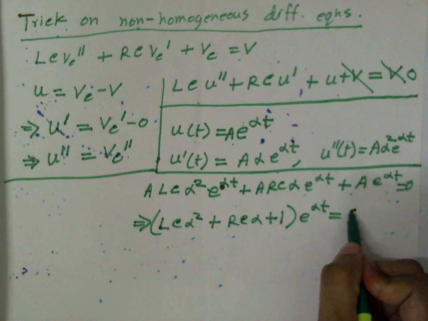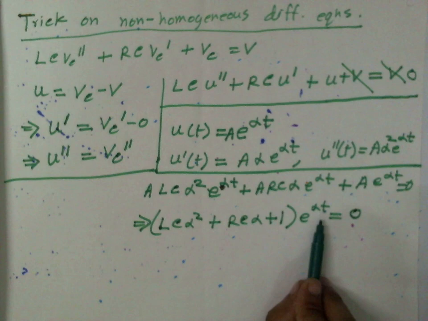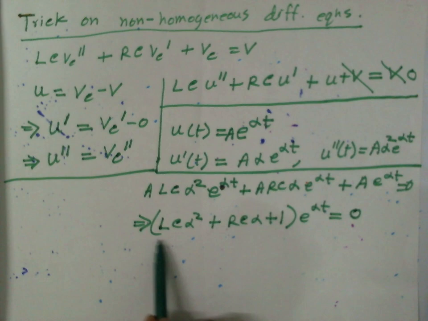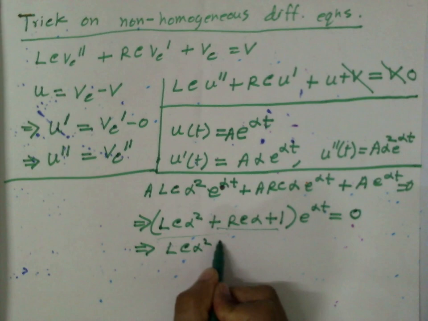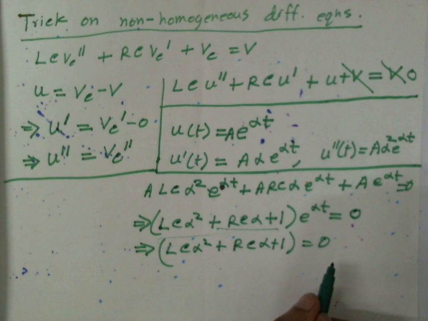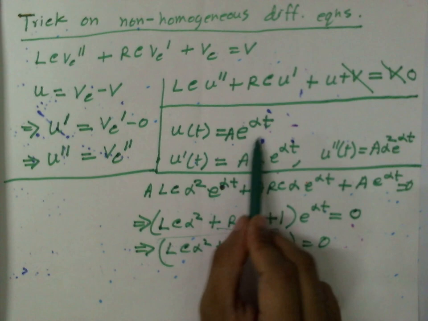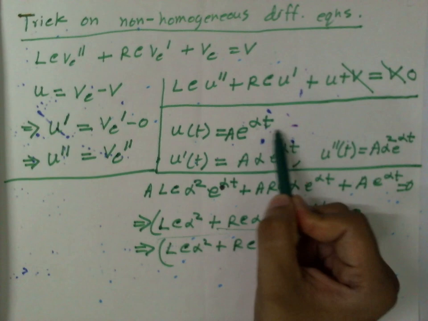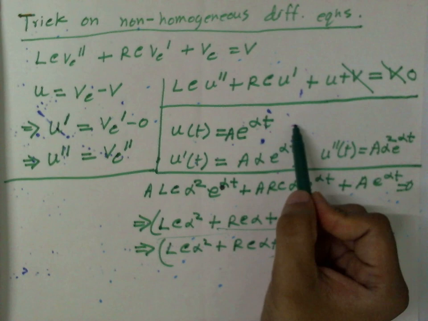Now e to the power alpha t cannot be equal to 0 for all t, right? So that means if we want this differential equation to be satisfied, this term should be equal to 0. That's the only option left. So we have LC alpha squared plus RC alpha plus 1 equal to 0. So if the output waveform obeys this exponential form, then alpha should satisfy this equation. Another option is that A equal to 0, so u(t) equal to 0 throughout. That is also a solution. It is a trivial, very easy solution. We'll keep that in mind, but we are looking for non-trivial solutions.